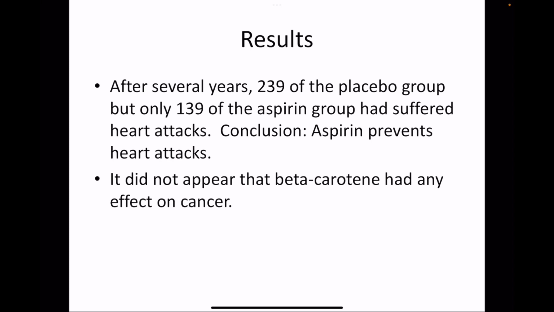Now, of course, there were follow-up studies. You have to figure out what's the right dosage. And that's why even today you can go into like a CVS or a Walgreens and they have these baby aspirin that you can take.